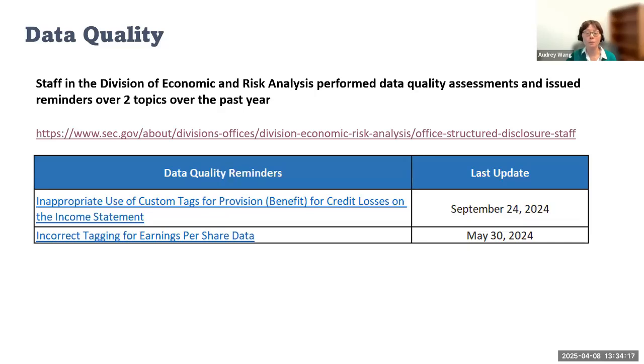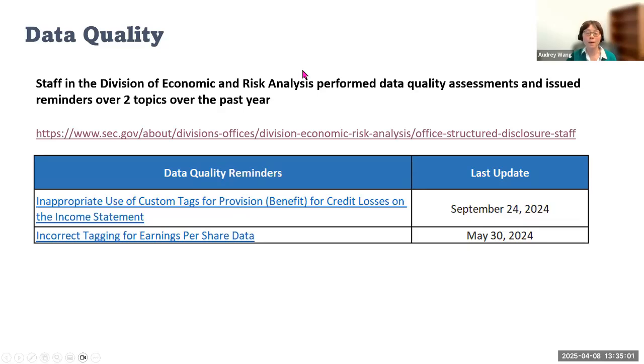One is related to the inappropriate use of custom tags for tagging provision or benefit for credit losses on the income statement. We found certain banks created custom tags for the provision or benefit for credit losses for unfunded commitments, even though a standard element is available. We also found certain banks created a custom tag for the total provision or benefit for credit losses when they had both on-balance sheet and off-balance sheet credit loss exposure. These filers should have used the standard provision for loan, lease, and other losses element to tag the total presented on the consolidated income statement.